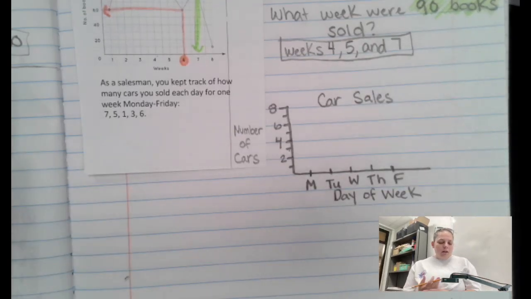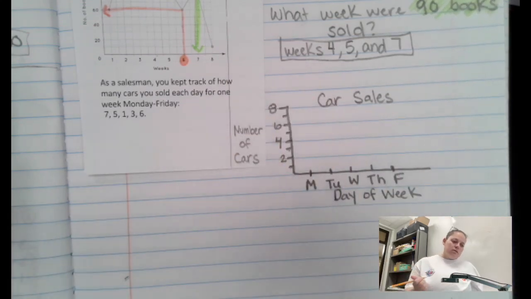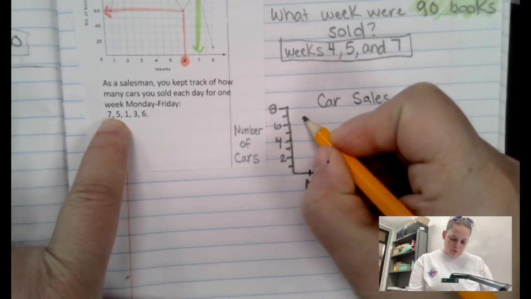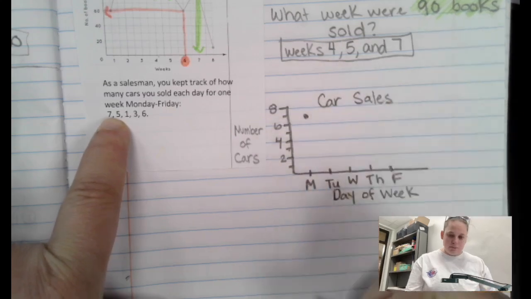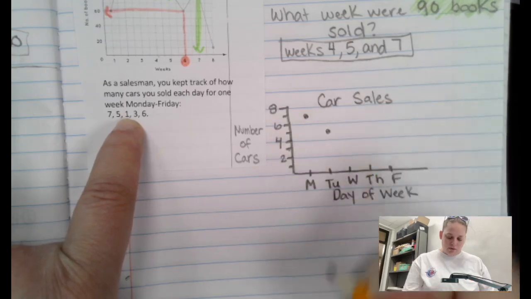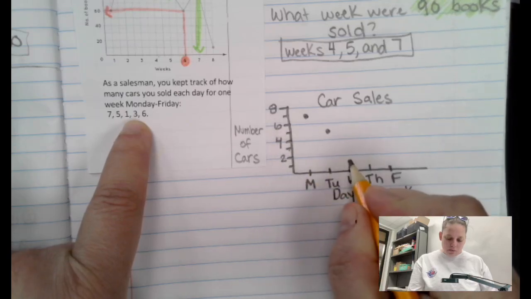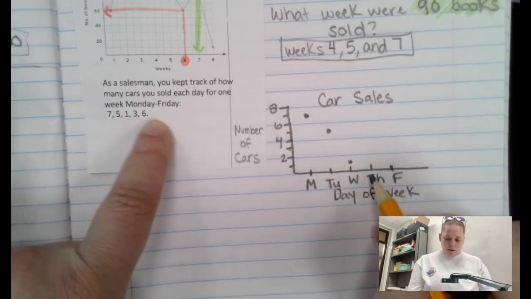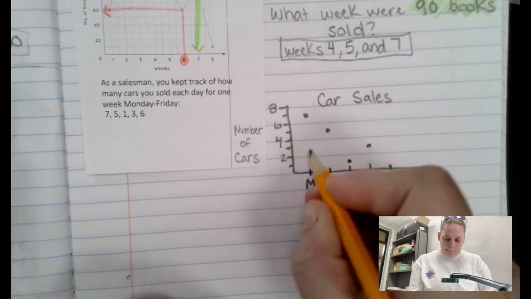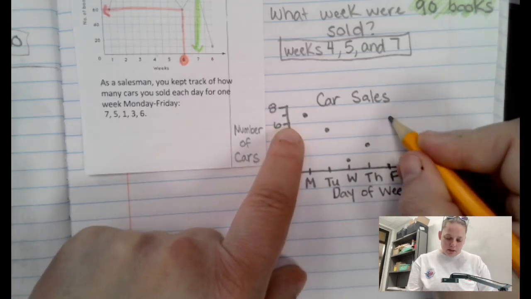Okay, then to create the line graph, we just make these points on our graph and then connect them with some nice straight lines. So our first one is Monday, would be 7. So I'm going to go up to 7, make a point at Monday. Tuesday is 5. Wednesday is 1. Thursday I have 3. I'm going to that 3. And then Friday is 6. I go up to that 6 there.